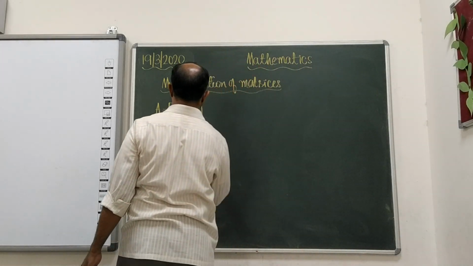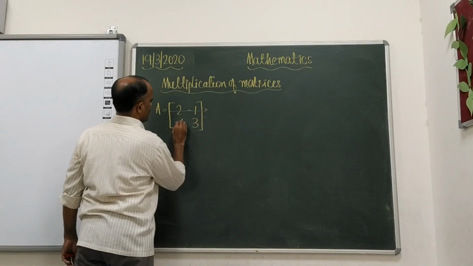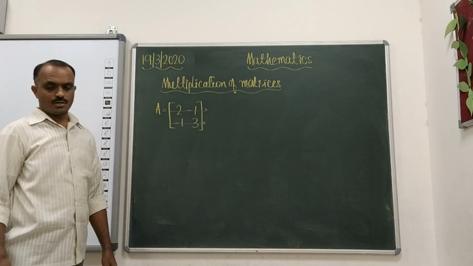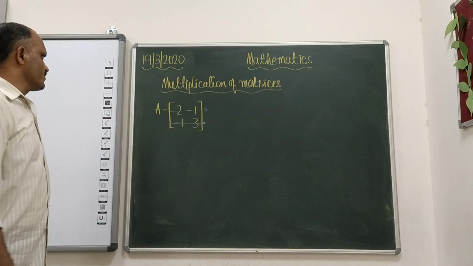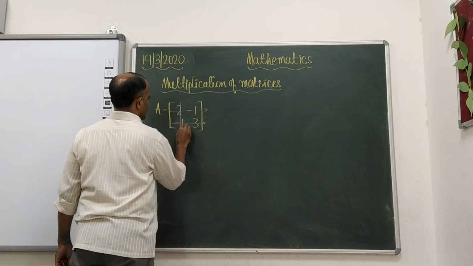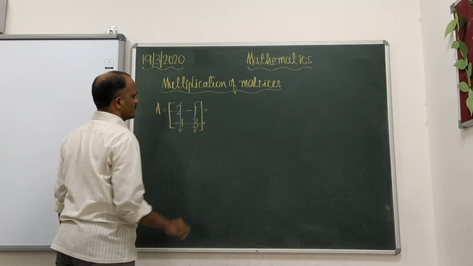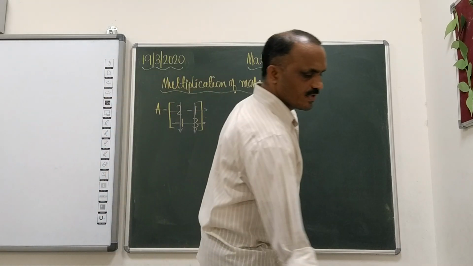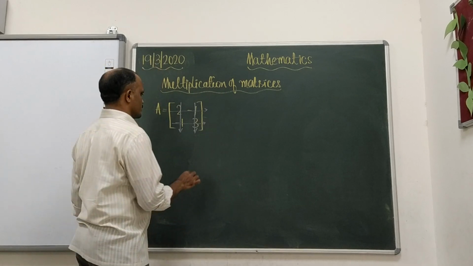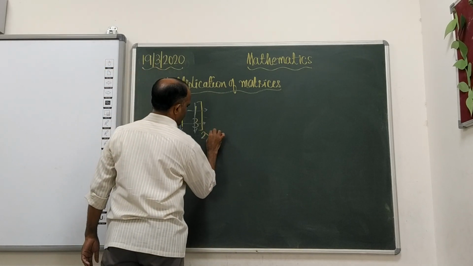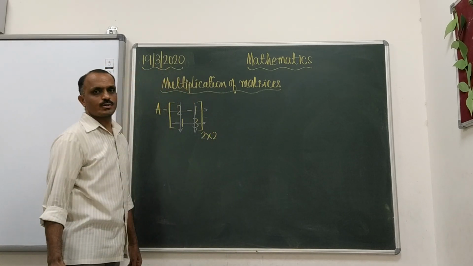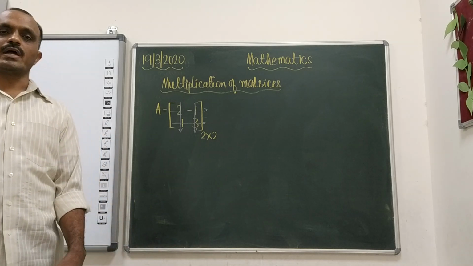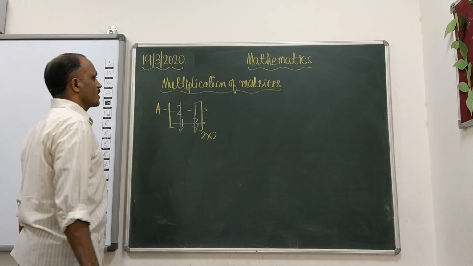This matrix has 2 rows. Horizontal we call rows and vertical we call columns. So this has 2 rows and 2 columns. So for that we'll write the order as 2 cross 2. Now when we say 2 cross 2 matrix, or 2 into 2, this is a square matrix.